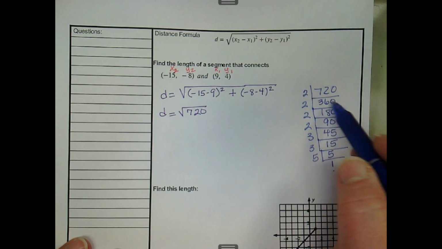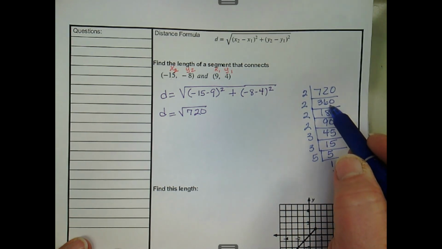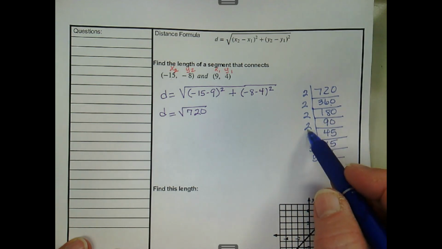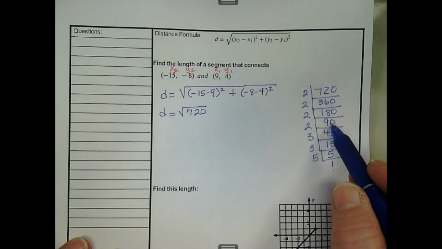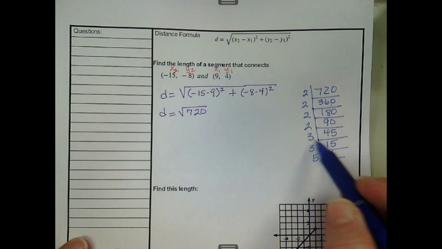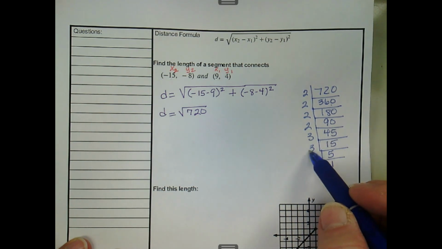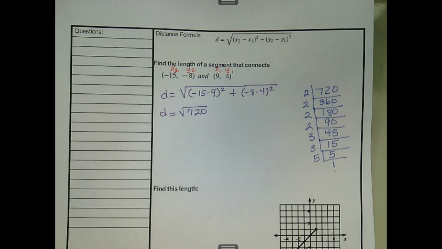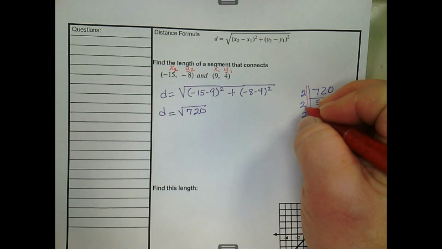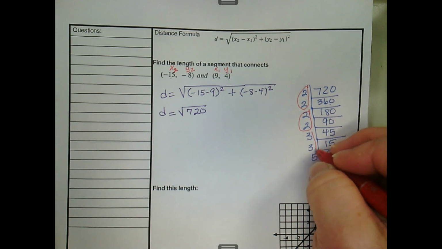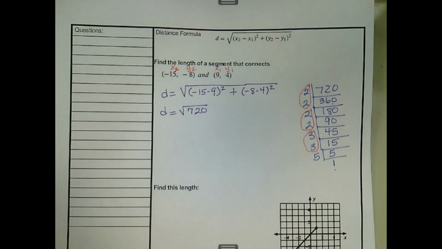720 divided by 2 is 360. 360 divided by 2 is 180. 180 divided by 2 is 90. 90 divided by 2 is 45. 45 divided by 3 is 15. 15 divided by 3 is 5. 5 is prime. How many pairs do we have? We have a pair of 2's, we have a second pair of 2's, and we've got a pair of 3's.